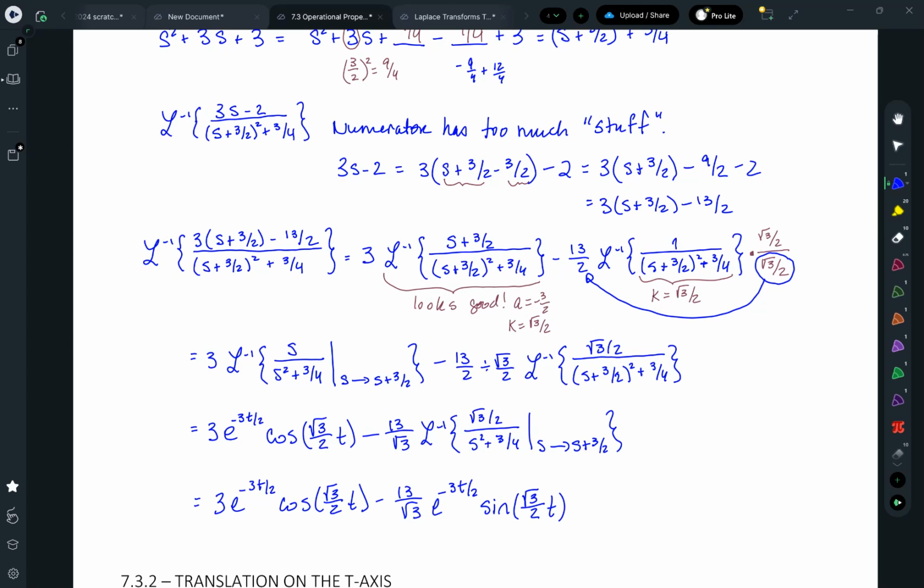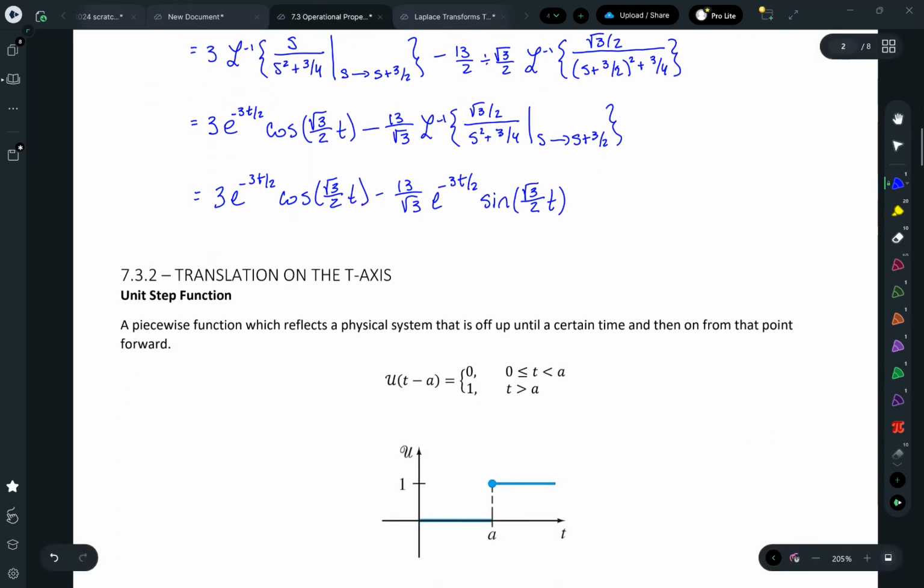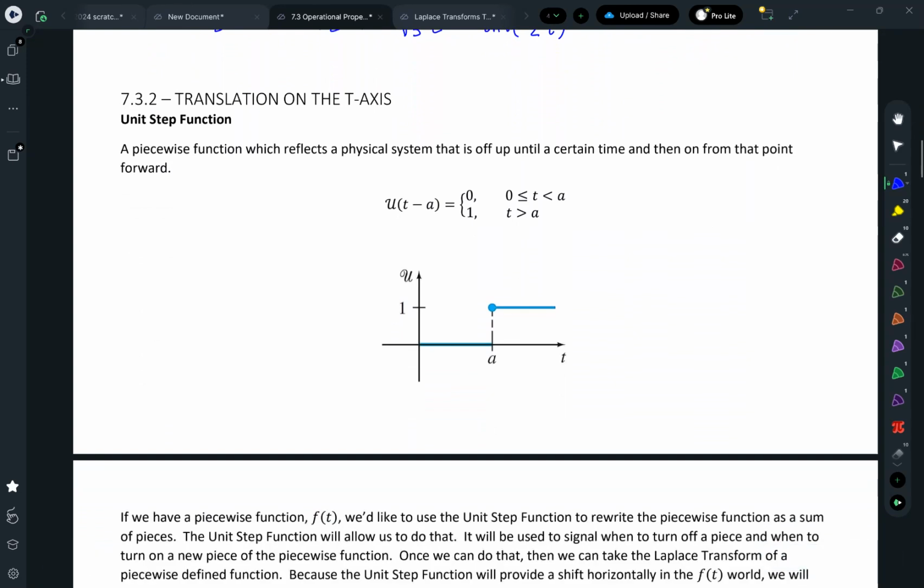All right. The next part of this section talks about the translation on the t-axis. So we just dealt with the translation on the s-axis because it was a shift on the s-axis. And so we should expect that when it's translation on the t-axis, that means a shift on the t-axis. But before we can talk about it, we need to learn about this unit step function.